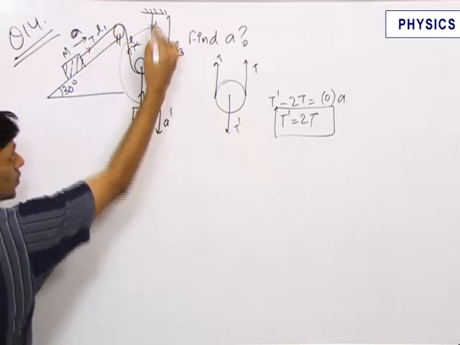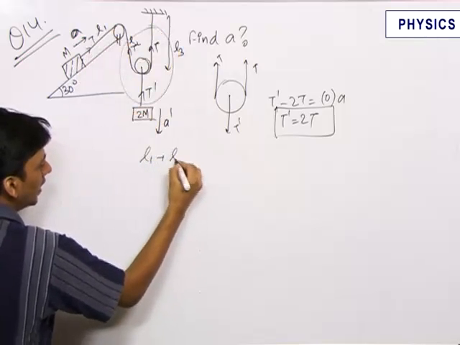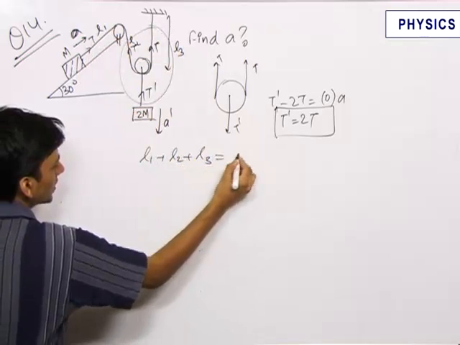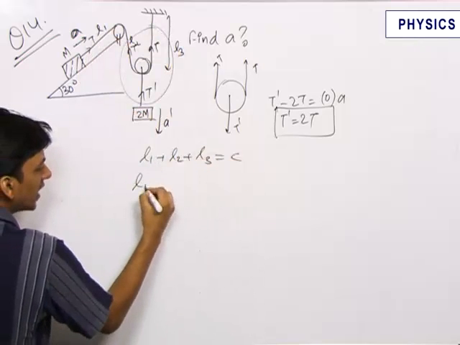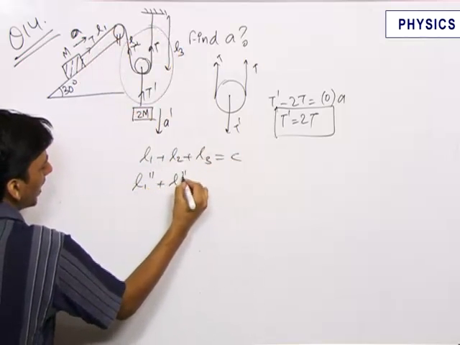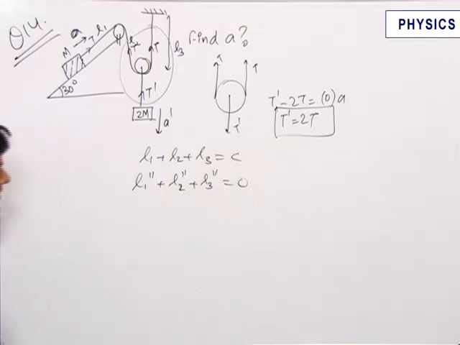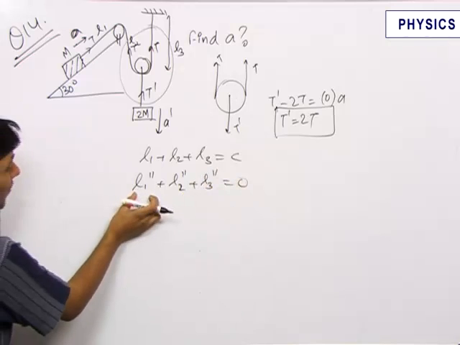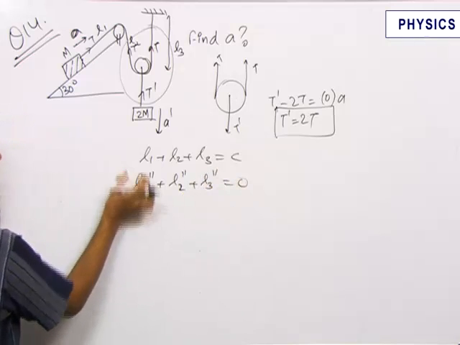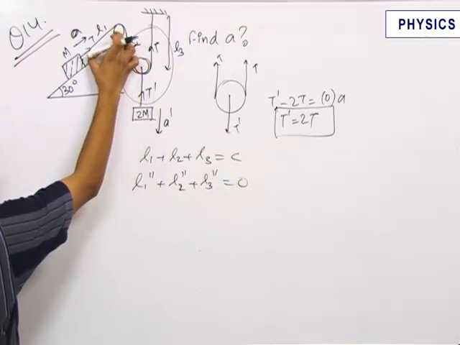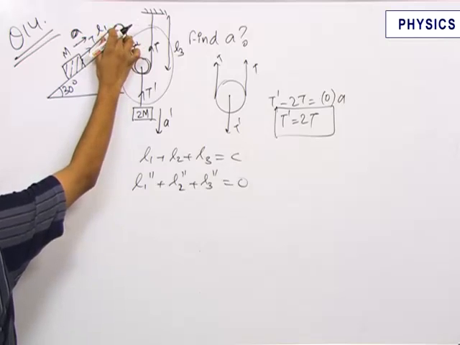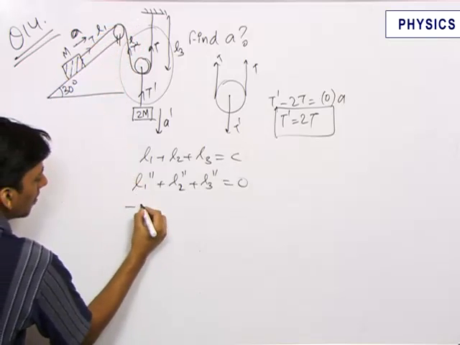Now this whole string is one. Therefore L1 plus L2 plus L3 can be written as a constant. We differentiate it 2 times to get L1 double dash plus L2 double dash plus L3 double dash equals 0. Now L1 double dash is the acceleration with which this length of the string changes. Now this pulley is fixed, therefore this changes with minus A.